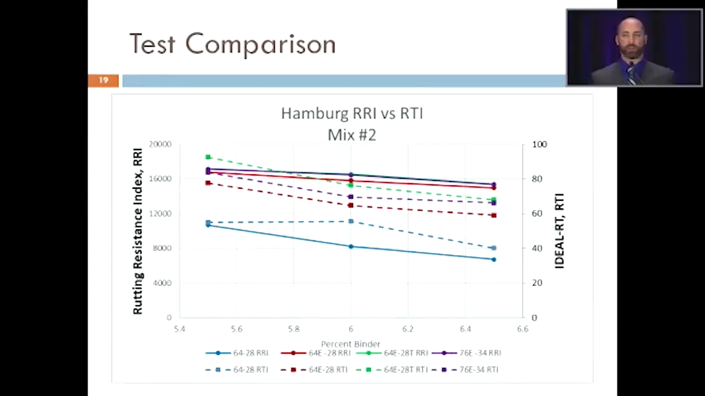So if we can run a test in 30 seconds and we're finding it's ranking the mixes the same as a test that takes 6 hours, up to, you know, we've been running the full 20,000 passes, I'm going with something that I can run in 30 seconds, especially when I can run four replicates and have some sort of confidence about the results. Now, this is very preliminary.